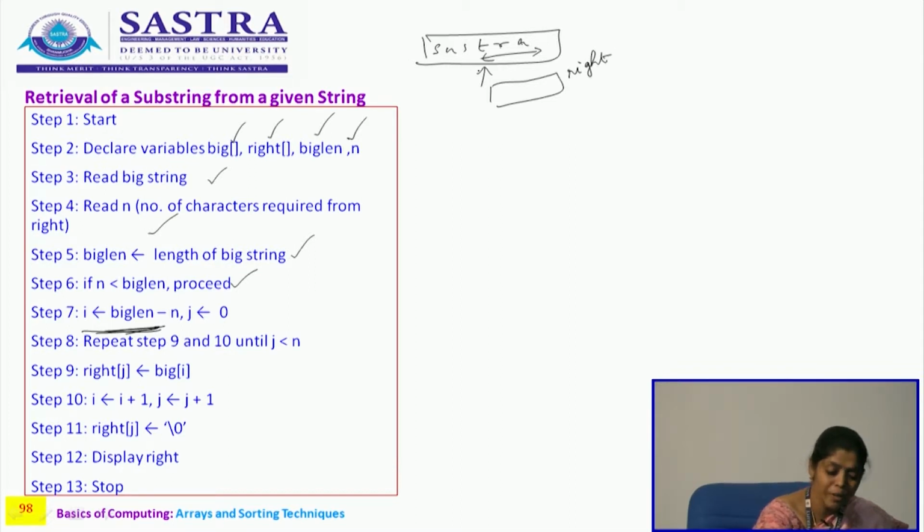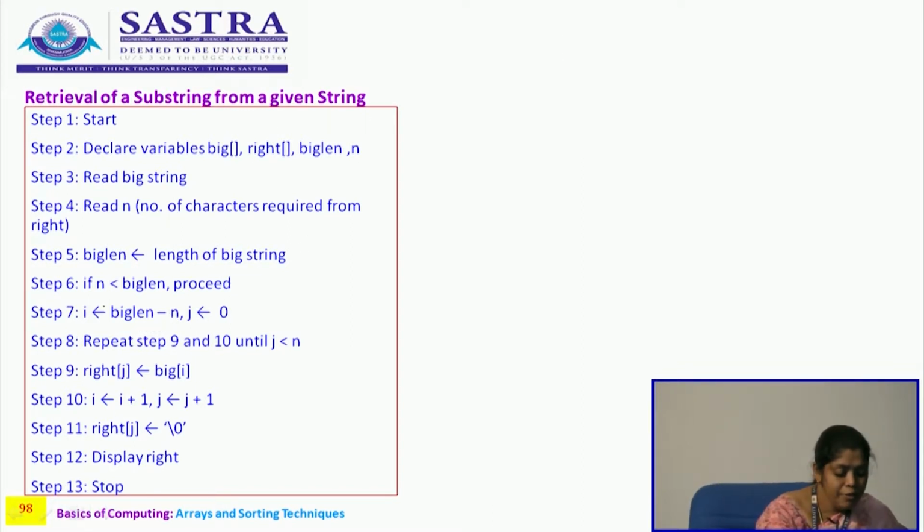For this purpose, you initialize I as big length minus n and j as 0, and repeat steps 9 to 10 until j is less than n. That means until we retrieve n characters. So right of j equal to big of I. J is pointing to 0. I is pointing to the position from where we are retrieving.